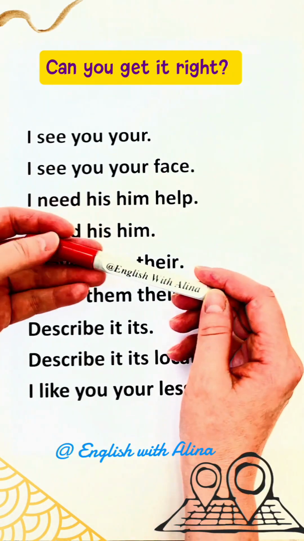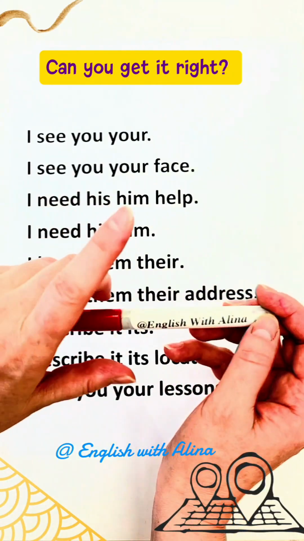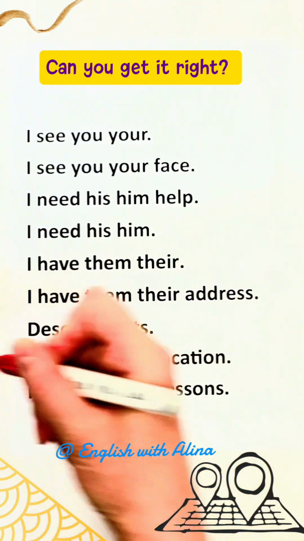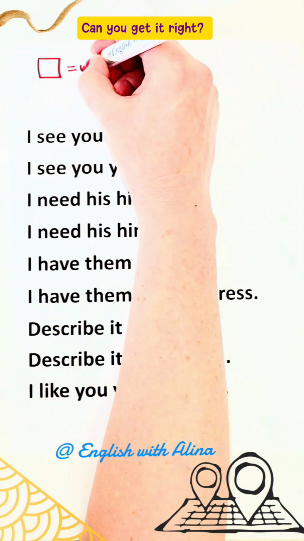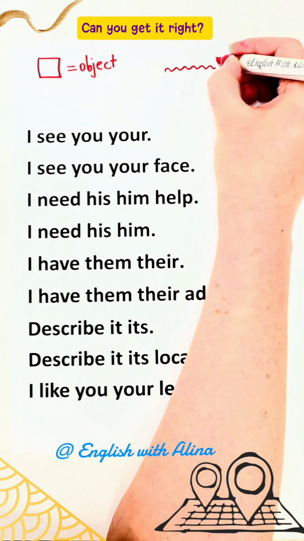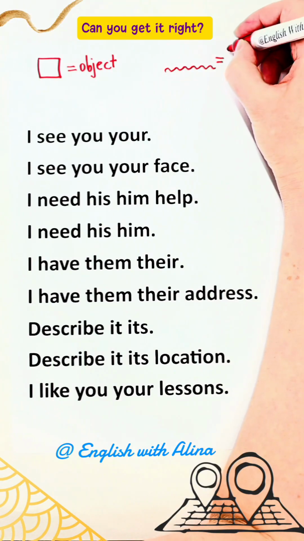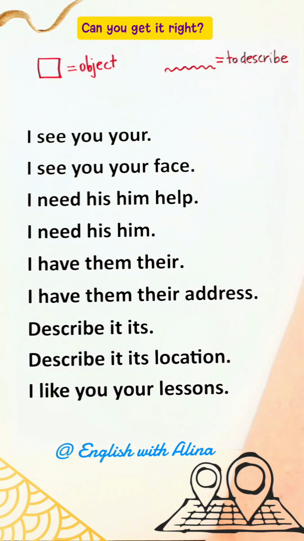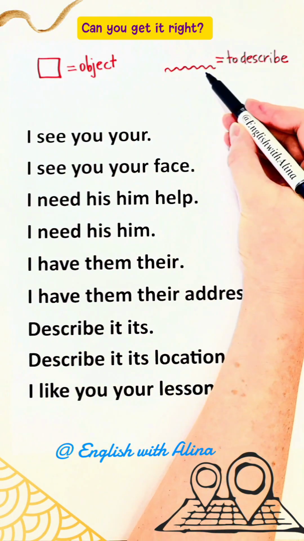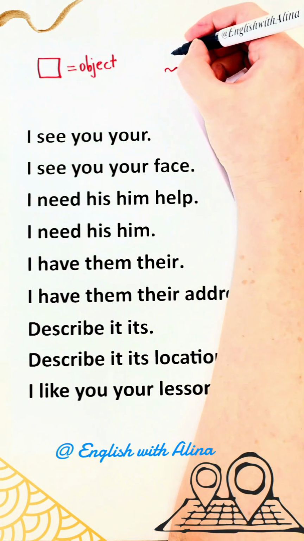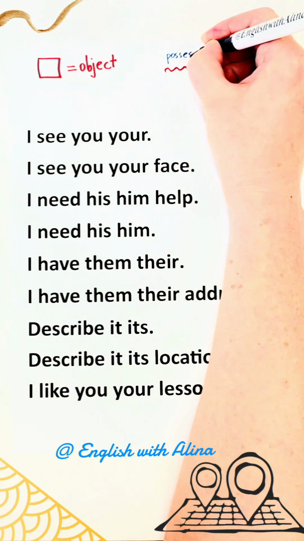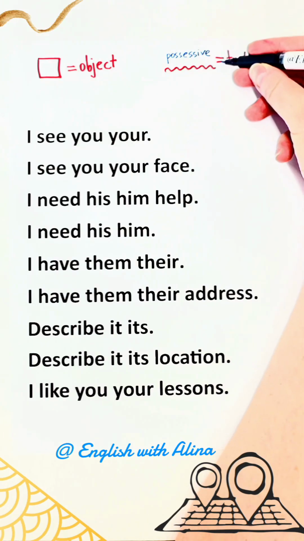Hello everybody! In this exercise, let's practice using object forms and possessive forms correctly. Let's use a box for an object. Let's use a wavy line to describe something or somebody. In this exercise, it will also be a possessive adjective or a possessive form of a pronoun.